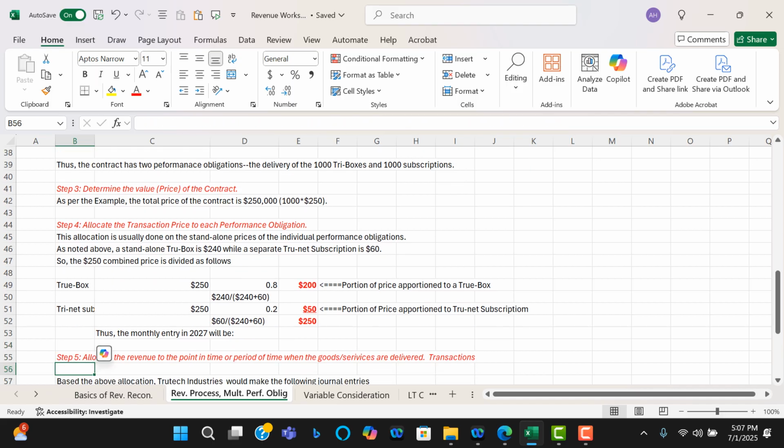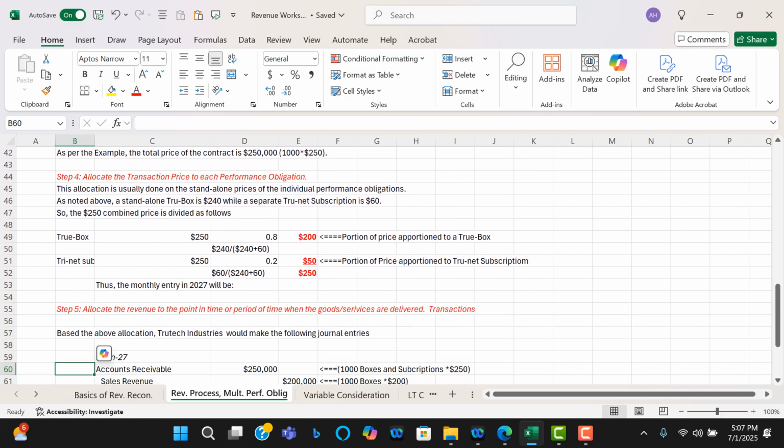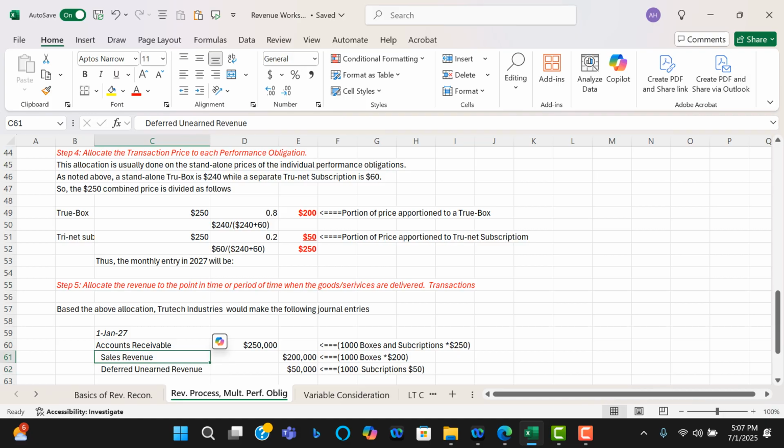So on January 1, 2027, you're going to have an entry to debit accounts receivable. We're assuming it's on credit. It wouldn't matter if you debit cash. So we're going to debit accounts receivable, and we're going to credit revenue for 250, which is 1,000 times the 250, because once they deliver the box, it probably means that the subscription goes along with it because they're paying 250.